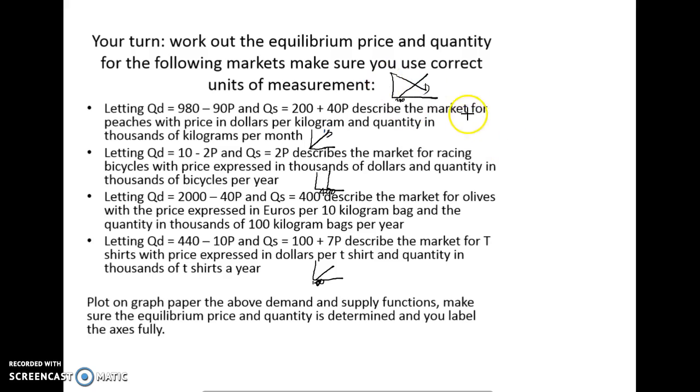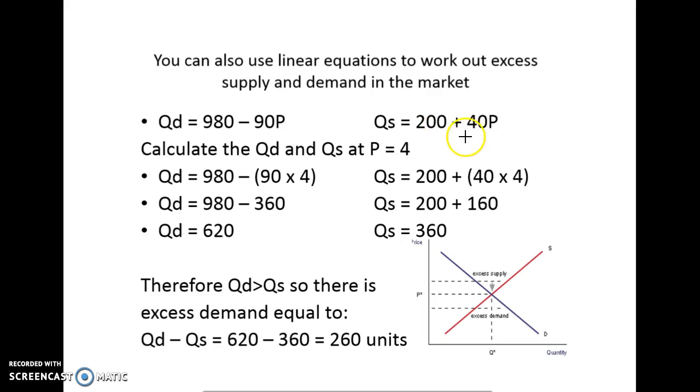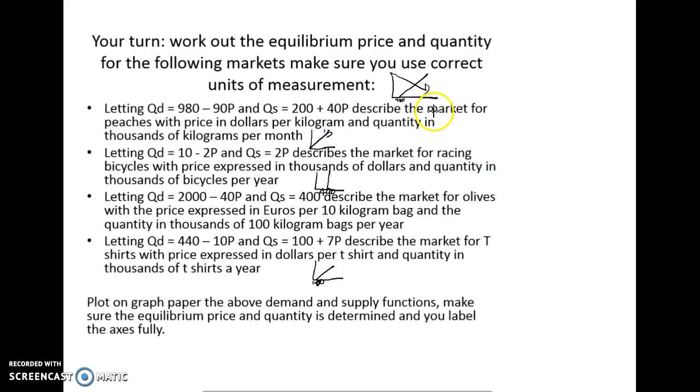Okay, hopefully you've worked that out okay, and we come up to this next one, which is the last thing you need to know, and that's how to work out excess supply and demand. So for the last question on here, if you did it correctly, you should have worked out that the equilibrium price was 6 and the equilibrium quantity demanded, quantity supplied was 440.